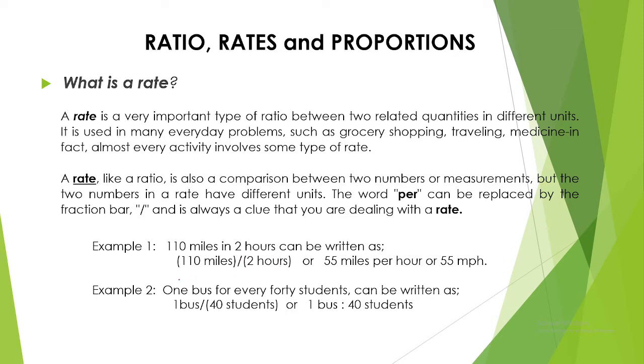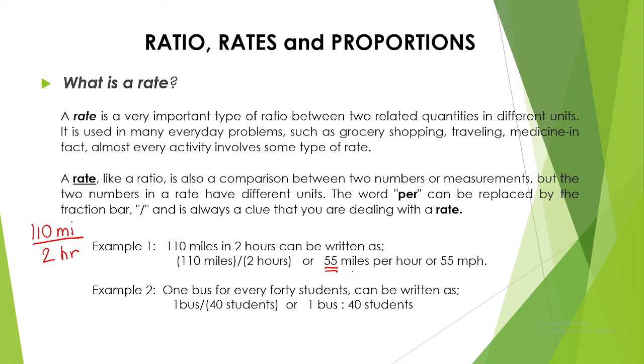If you'll be writing 110 miles over 2 hours, you will be simplifying 110 and 2. So when you divide 110 by 2, you will be getting 55. And that will give us 55 miles per hour. Okay? So this is an example of a rate.